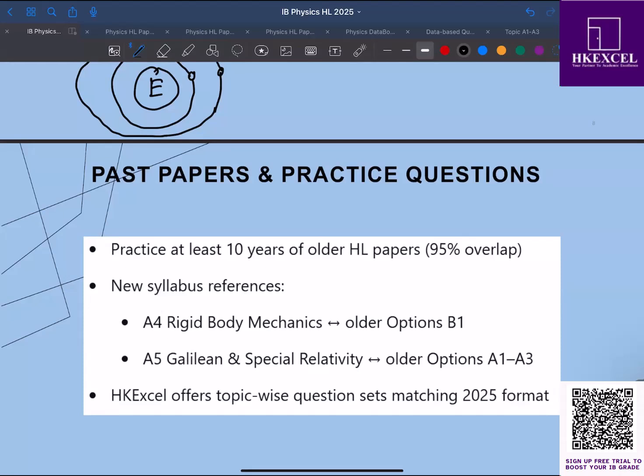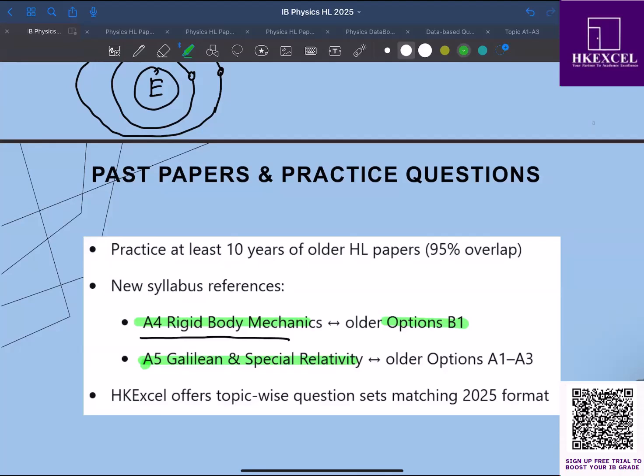For example, in the current new topic A4, rigid bodies, you will probably be able to get some older past papers or relevant past paper questions from option B1 in the older syllabus. And for the new syllabus A5, special relativity and Galilean, you will find those questions or related questions in the older options A1 to A2 paper, A3 paper.